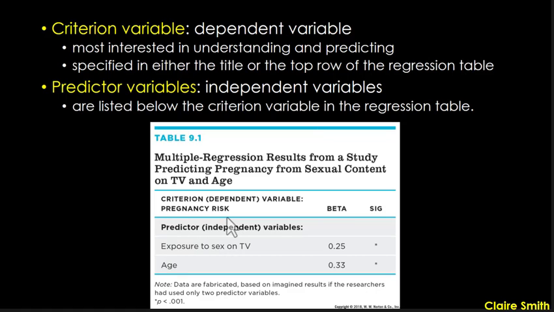What scientists for this study wanted to see is how watching TV affected pregnancy risk. So pregnancy risk would be the dependent or criterion variable. Predictor variables are the independent variables, and they're going to be listed below. All of these are things that the researcher is asking to see if there's any sort of correlation with the pregnancy risk, right? So criterion, dependent at the top here, and all the predictors, exposure to sex on TV and age, are going to be listed down here with an associated beta, okay?